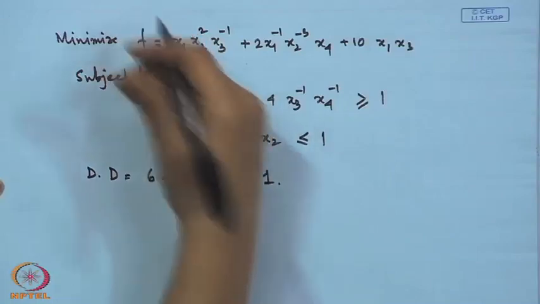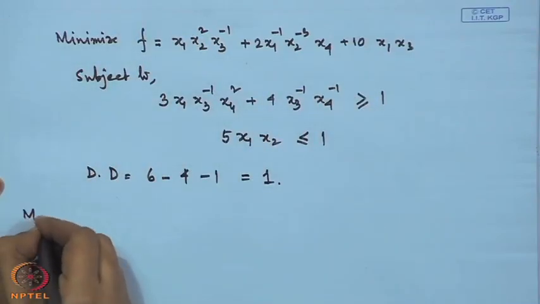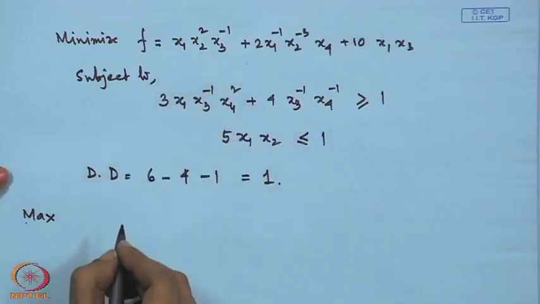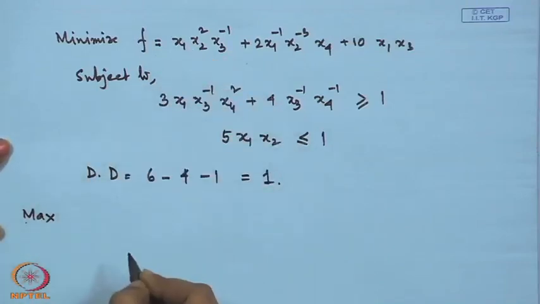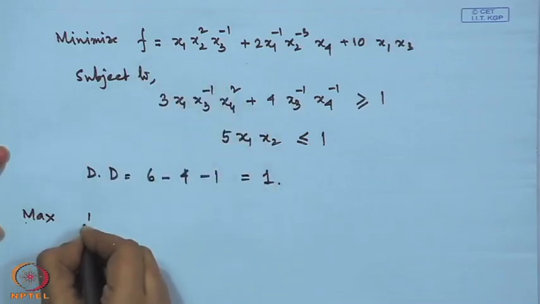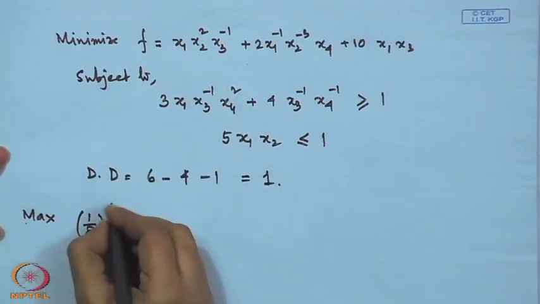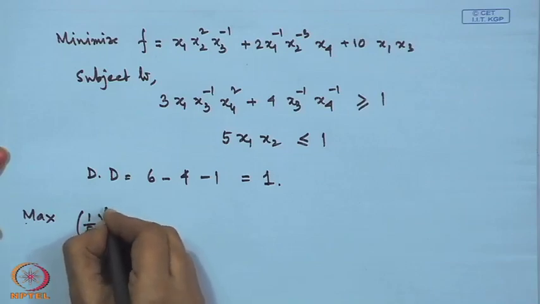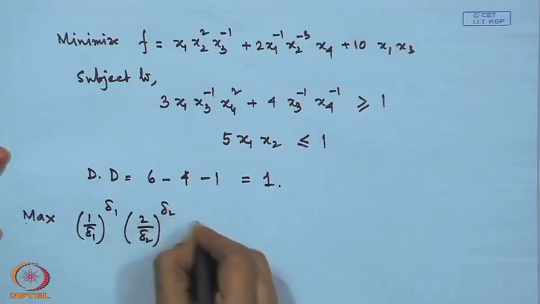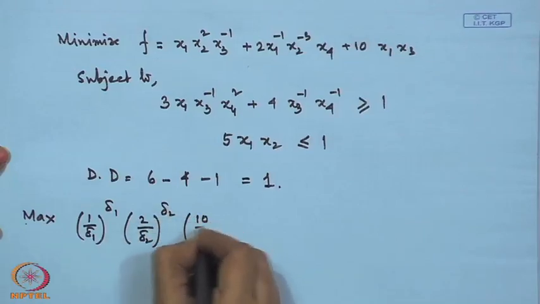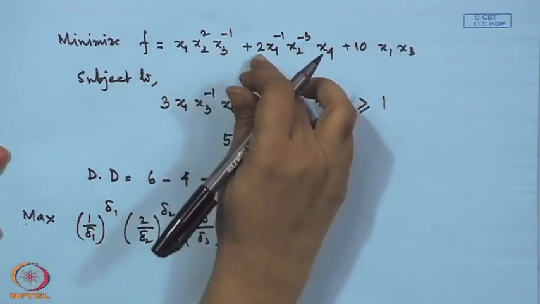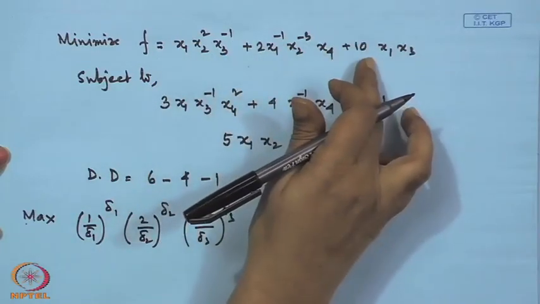dual of this primal. Let me write down the objective function here, maximization, and we have first the cj by delta j to the power delta j. We have what? cj is 1 by delta 1 to the power delta 1, 2 by delta 2 to the power delta 2, 10 by delta 3 to the power delta 3. These three things are coming from the coefficients of the objective function.